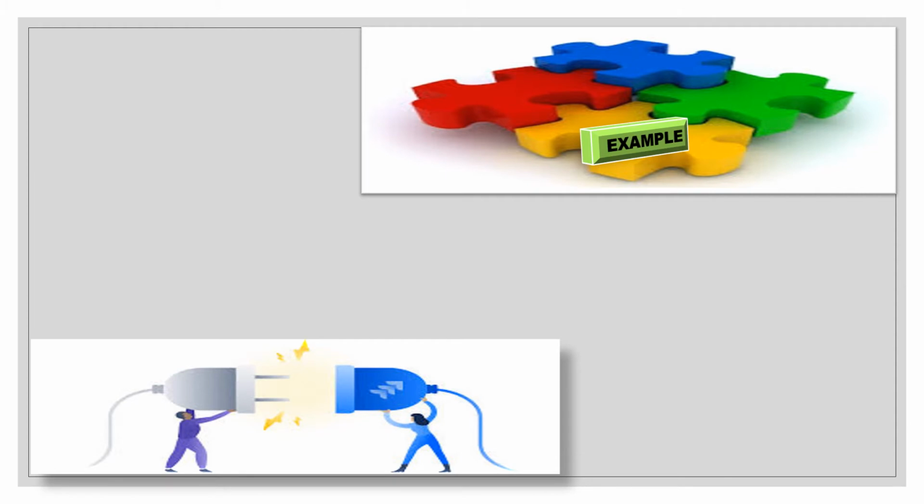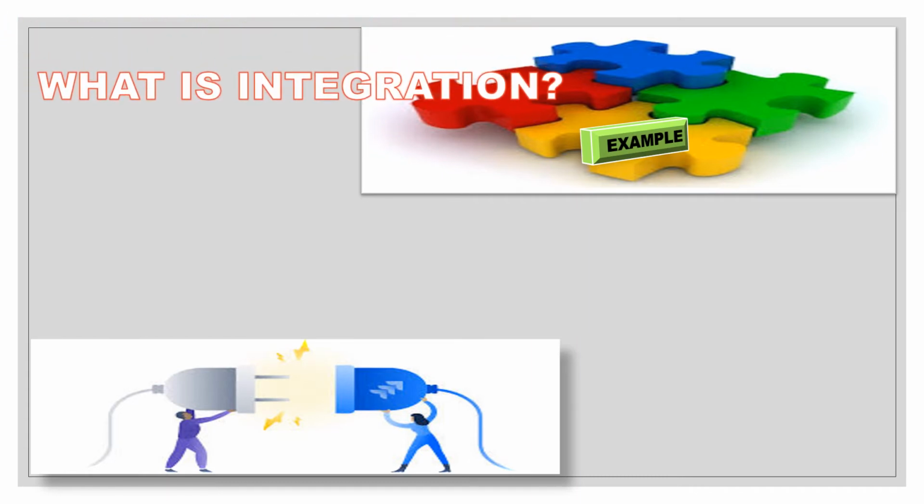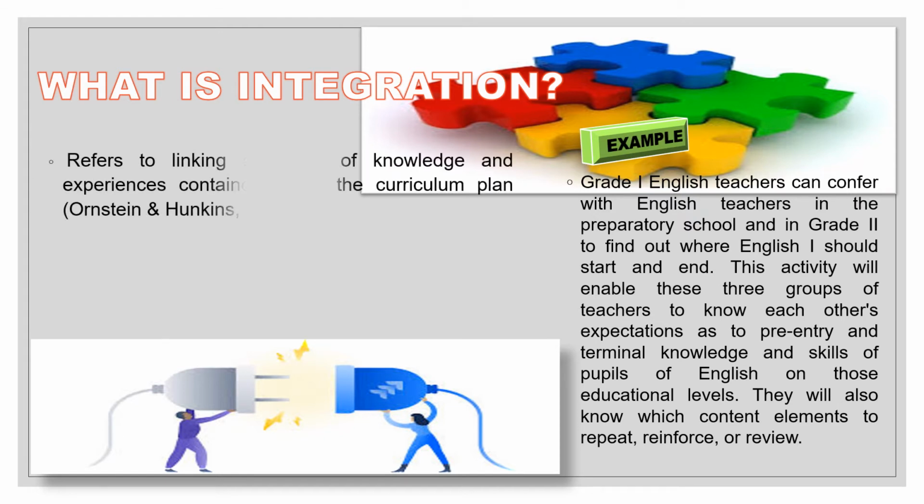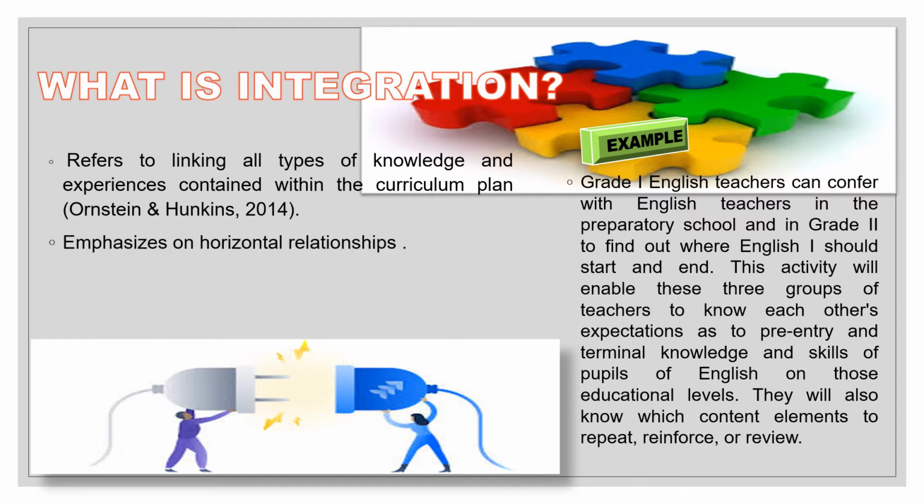What is integration? It refers to linking all types of knowledge and experiences contained within the curriculum plan, according to Ornstein and Hunkins, 2014. It also emphasizes horizontal relationship. Everything is integrated and interconnected. Life is a series of emerging themes. This is the essence of integration in the curriculum design. Organization is drawn from the world themes from real-life concerns.